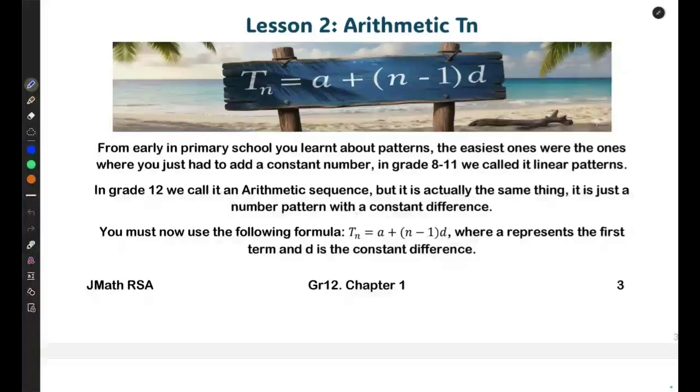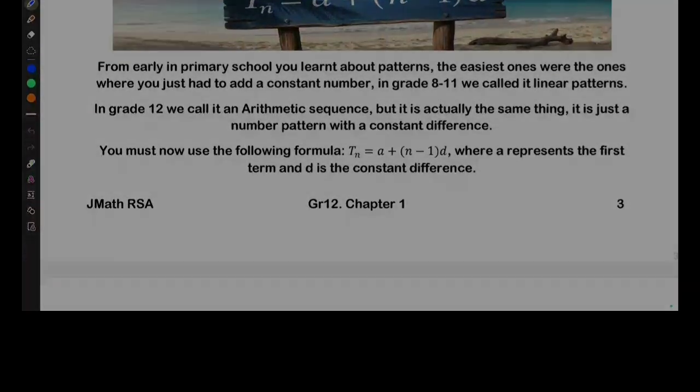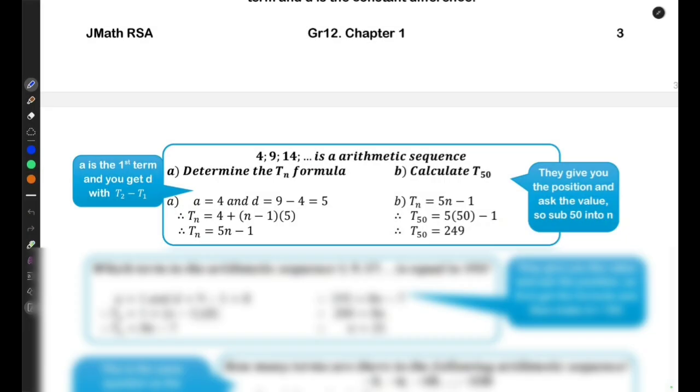Okay, let's look at a few examples and then try some on our own. The first question up there, they tell you there is an arithmetic sequence 4, 9, 14. Determine the Tn formula. Now I know A is 4, and D, remember that's what this little bubble here says, D you will get by saying term 2 minus term 1. So that is where we got the 5. 9 minus 4 is 5. I just sub it into this formula, and that's how I get the actual formula for this specific pattern.